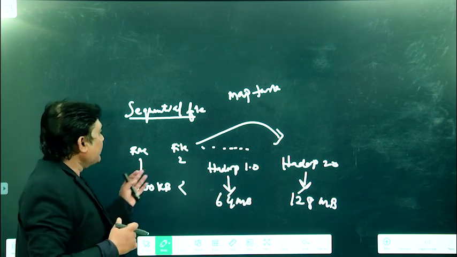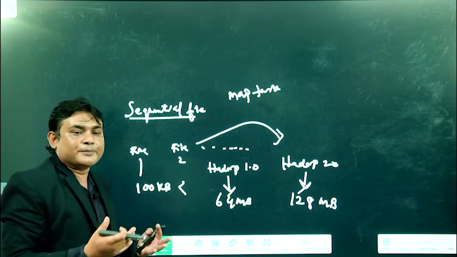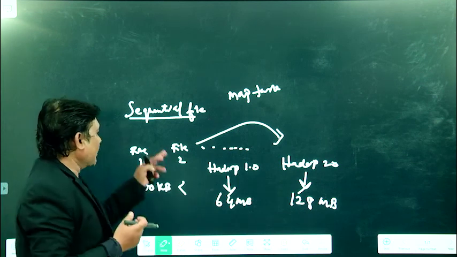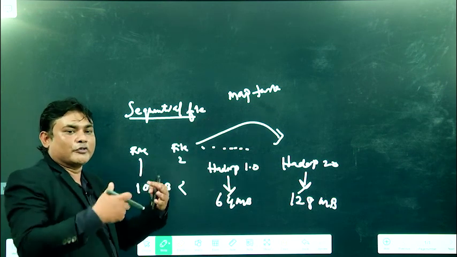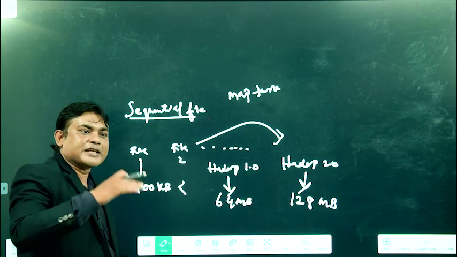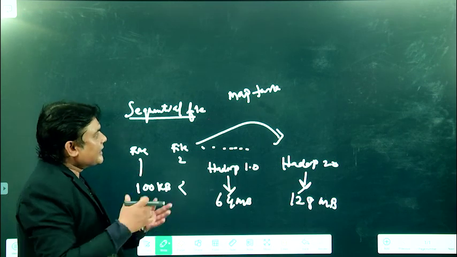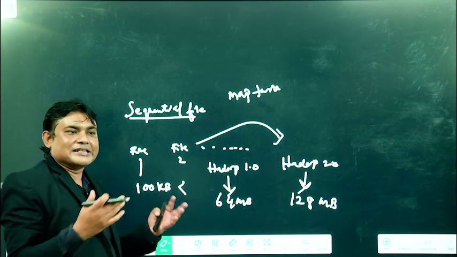So once you have many files, you are loading the mappers. The map tasks become overloaded, because for every file you have to run a map task. The execution time becomes very slow, so you will get the results very slowly.